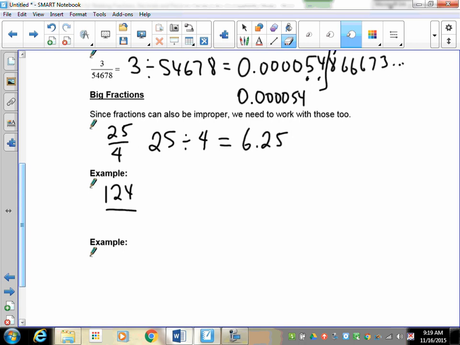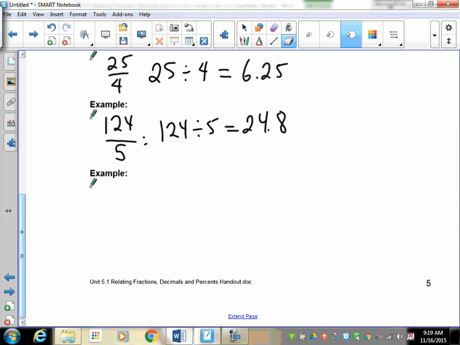Here's your next one. 124 over 5. Do that one, please. All right. The pause button works well. 124 divided by 5. Show me what you did, and you'll get 24.8 as your answer. And then the last one. 38 over 3. Try that one.